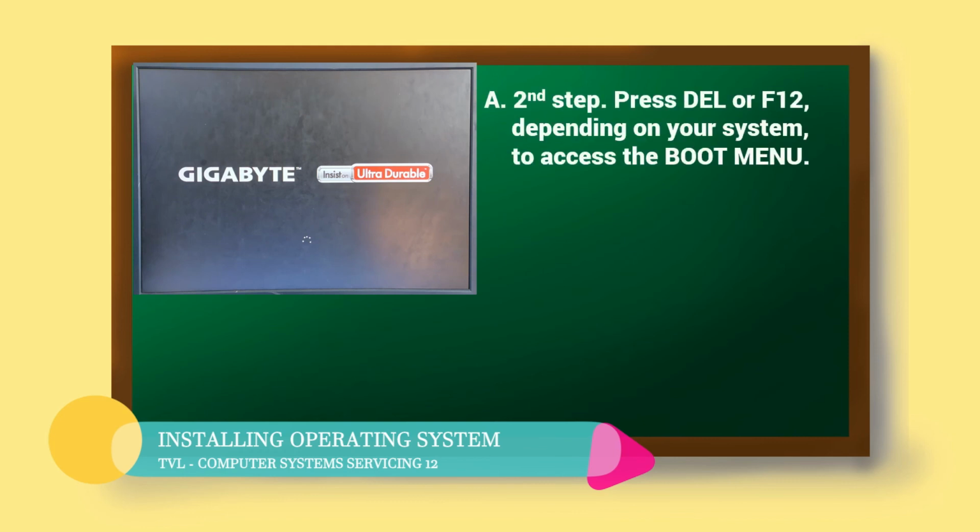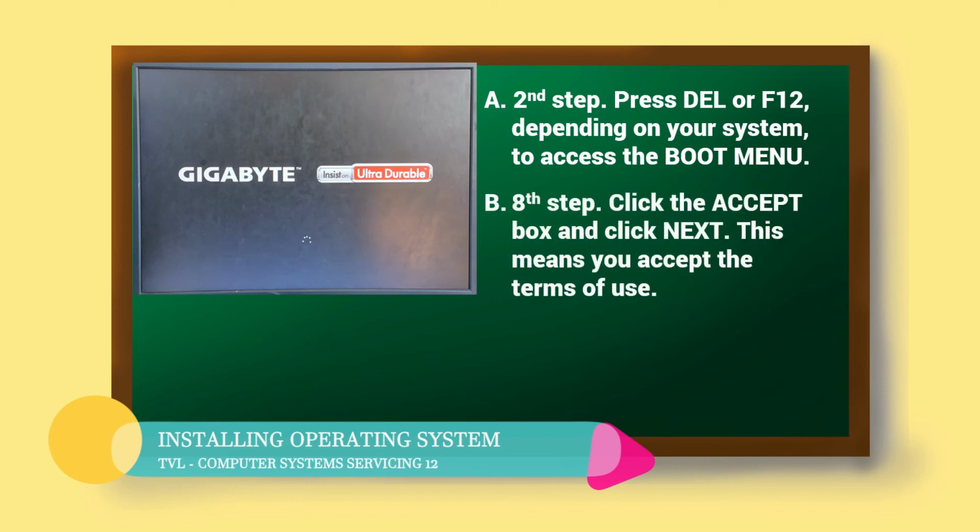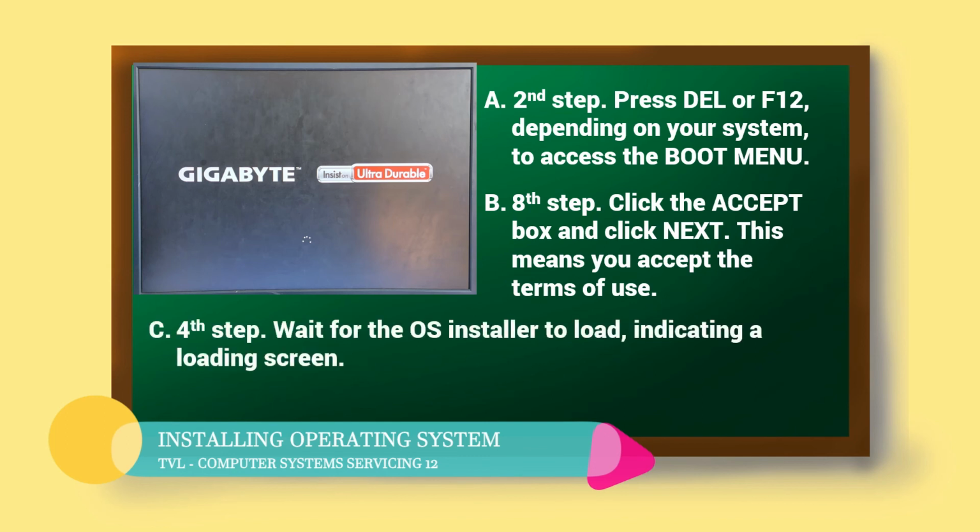A. Second step. Press Delete or F12 depending on your system to access the boot menu. B. Eighth step. Click the Accept box and click Next. This means you accept the terms of use. C. Fourth step. Wait for the operating system installer to load, indicating a loading screen. Correct! It's letter C.